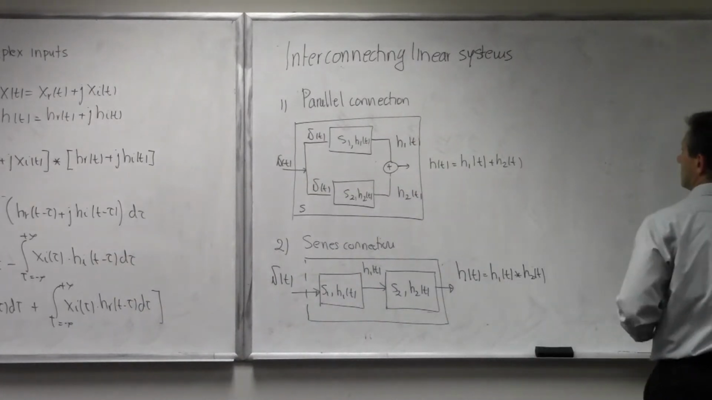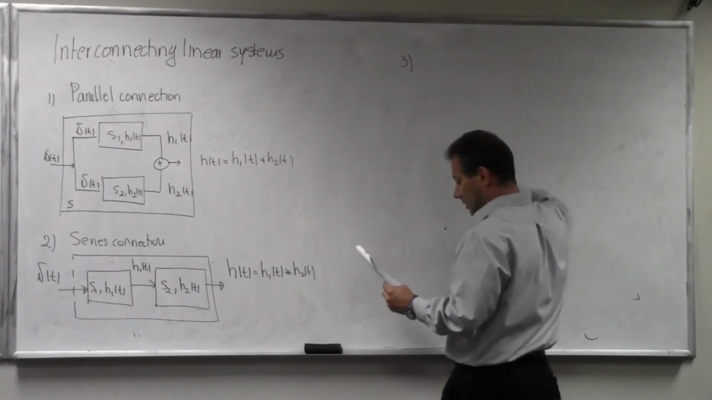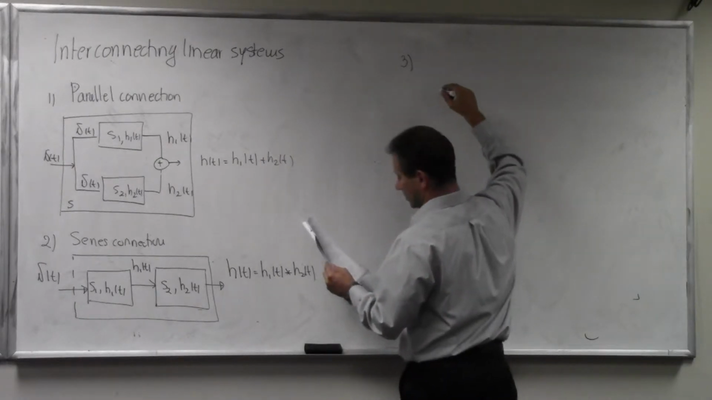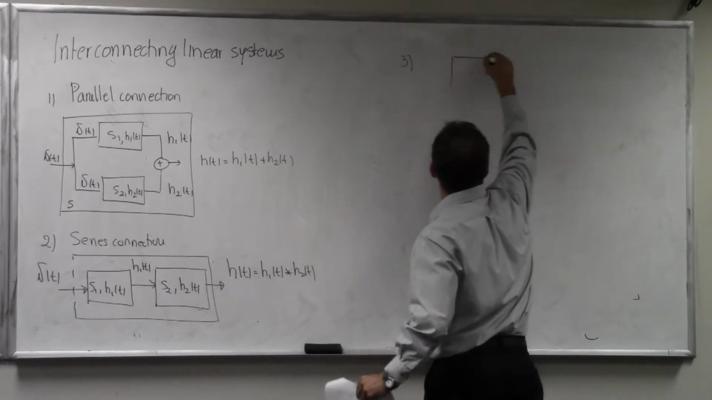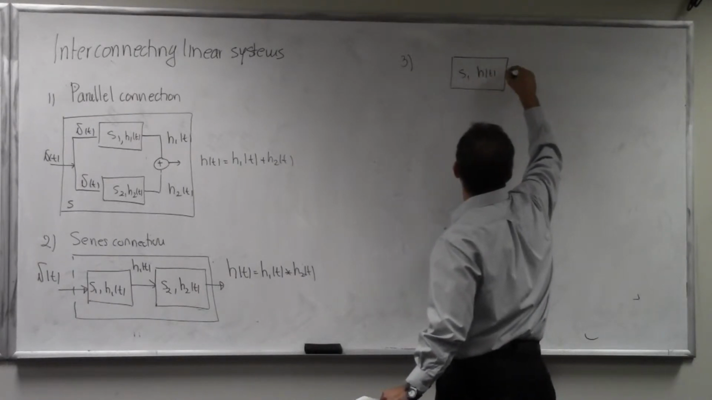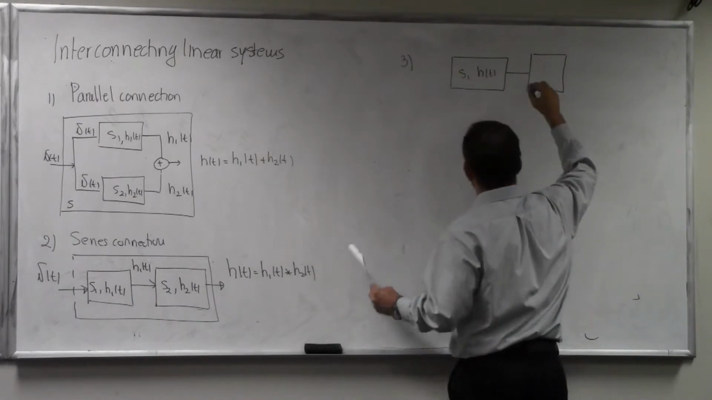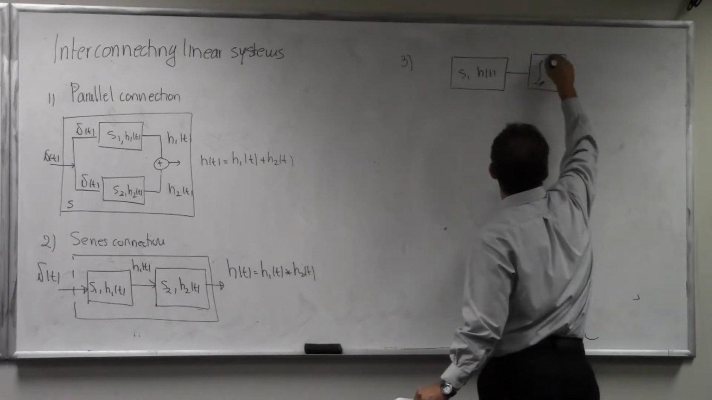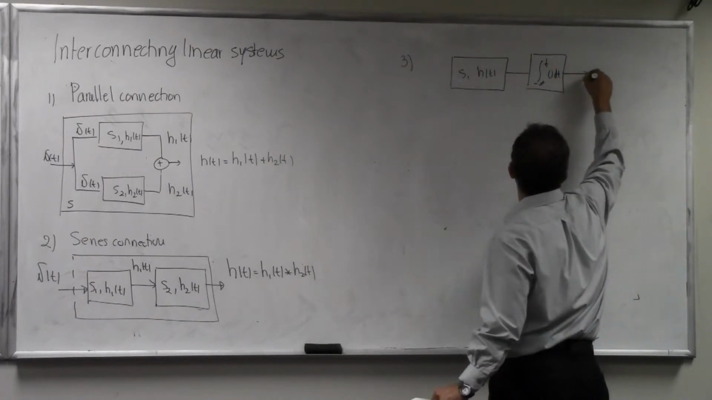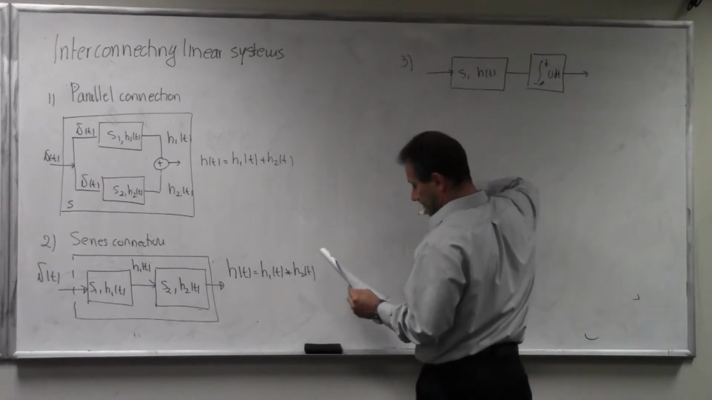The third example that we're going to look at is what happens if you follow a system with an integrator. I have a system S that has an impulse response h of t, and I follow this with another system that integrates from minus infinity to t. So what is the impulse response in this case?